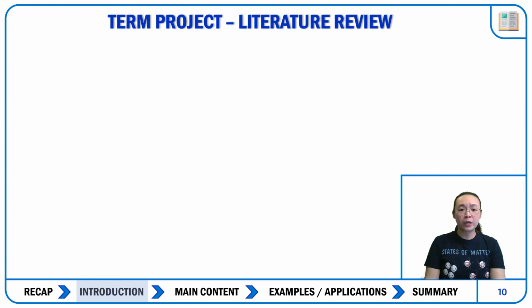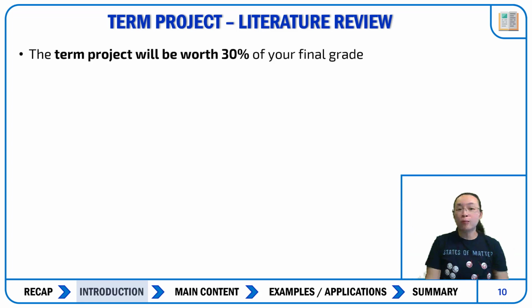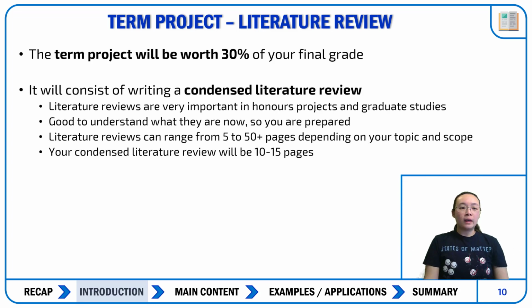So the term project, which is a literature review, is worth 30% of your grade. So like I said, a huge chunk. But literature reviews, to me, I find they're very important. And so usually literature reviews are 5 pages to possibly 50 pages to even more. So they're very important in honors projects and graduate studies as you move on through your academic career.